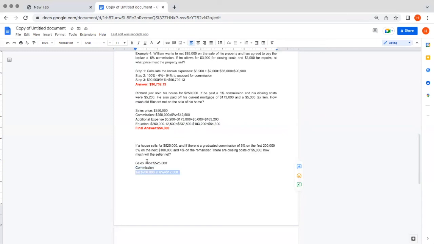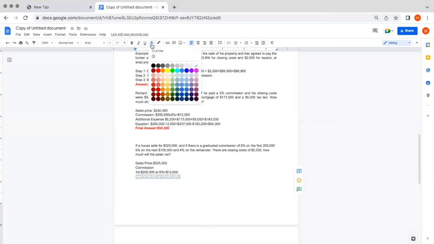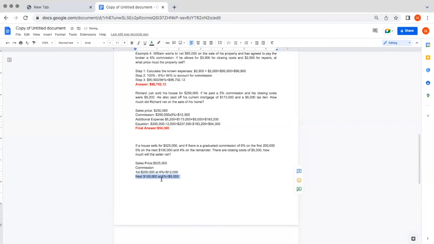The first one that we're going to account for is the first $200,000, because right here it says 6% on the first $200,000. So what's 6% of 200,000? And this is the answer here. 6% of 200,000 is $12,000. So that takes care of the first portion of the graduated commission. The next one says 5% on the 100,000. That's easy math. We know that's $5,000, but we still got to show our work. So 5% on 100,000 is $5,000.